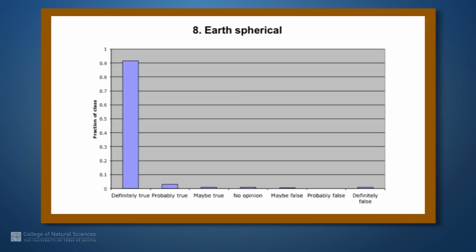Earth spherical. Earth orbits the sun. Back to 2007, where were we? 8, 9, 10, okay. So I changed, oops.